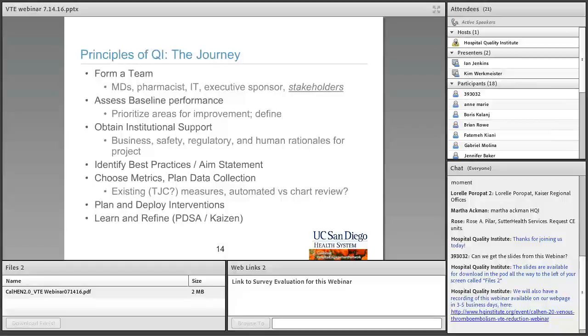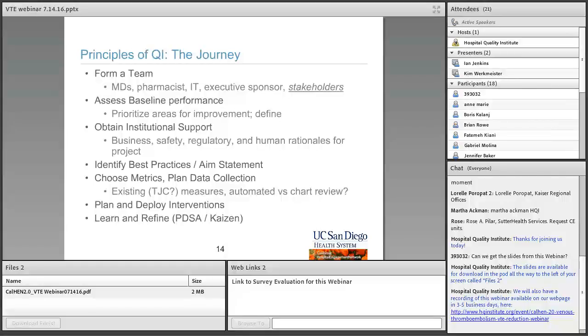But now I want to talk about some principles of quality improvement. This is an overview in like one slide of how to do quality improvement. So obviously it is an abbreviated summary, but it is there to remind us that we can't just plop a protocol down in the middle of a hospital and expect it to work. There is a process we have to go through if we want success.